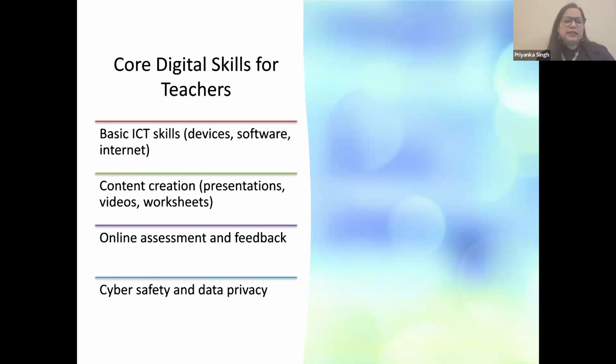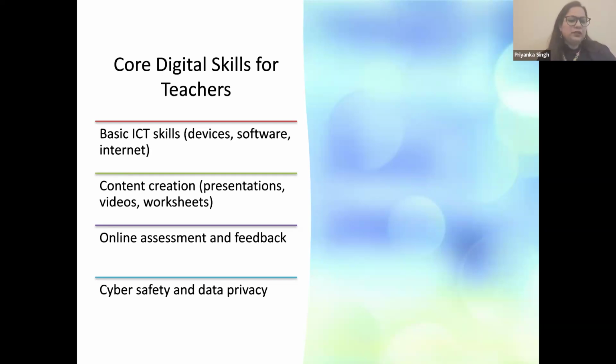Now, I'm talking about digital skills, but what are they? What should we know while going into our classroom with a technology tool in hand? The basic ICT skills: devices, software, internet. If you don't know one particular software, that's absolutely fine. You can have your IT person with you and learn the basics of these software. Designing a particular thing doesn't always require pen and paper. You can always ask your students to design it in an online medium, using technology.